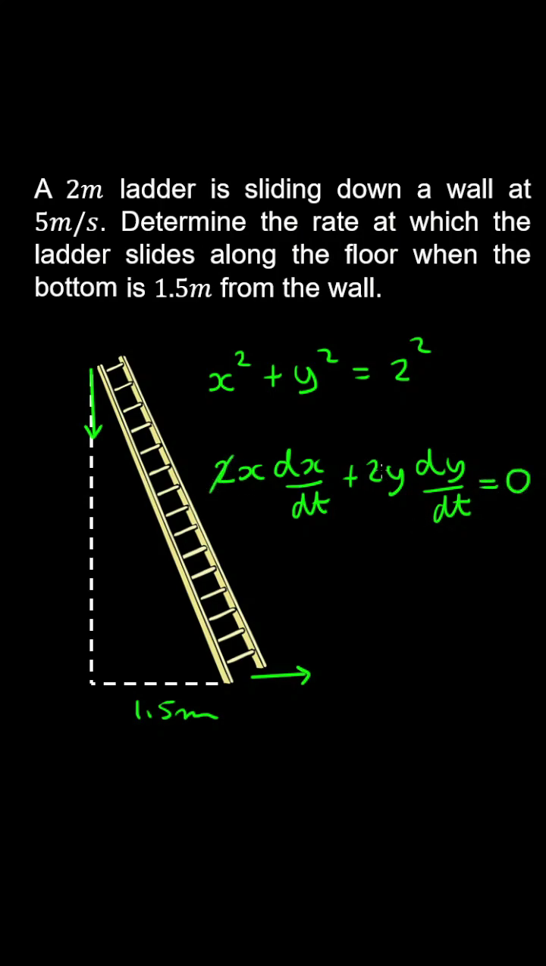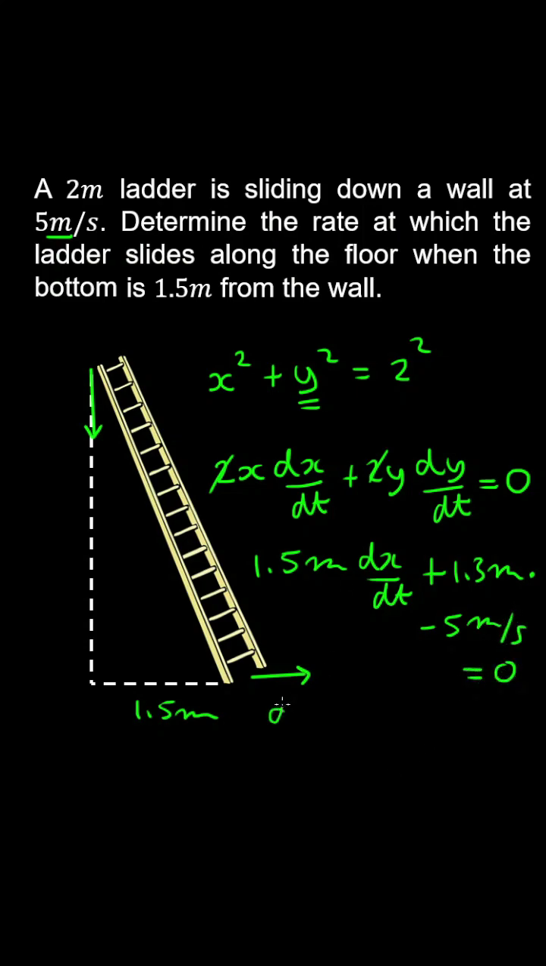And now we can cancel out the 2's and substitute some values in. So x is 1.5 meters by dx/dt, and then plus y, which we can obtain using this equation. So that will be 1.3 meters multiplied by dy/dt. So the ladder is sliding down the wall, so we have minus 5 meters per second, and that's all equal to 0. And now we can solve this equation and obtain dx/dt. So that would give us 4.4 meters per second.